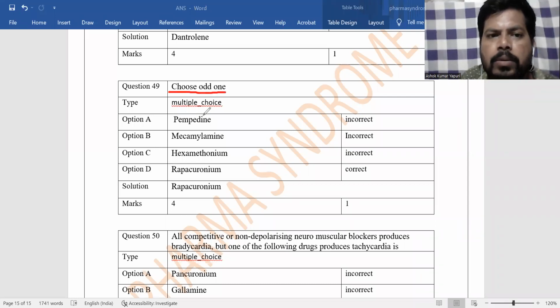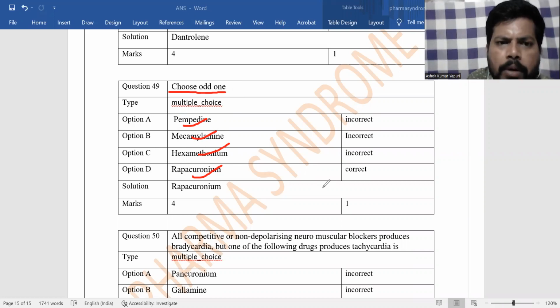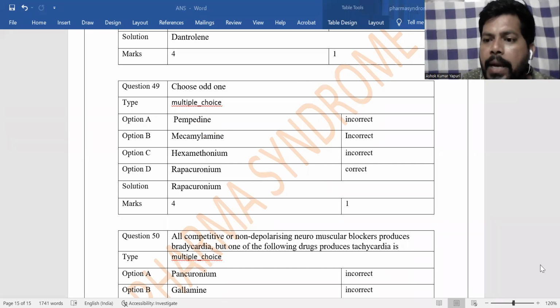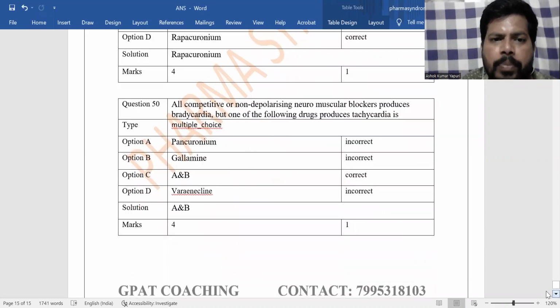Choose the odd one: pempidine, mecamylamine, hexamethonium, as well as rapacuronium. Rapacuronium comes under the competitive or non-depolarizing neuromuscular blockers. The remaining ones, hexamethonium, mecamylamine, pempidine, are ganglionic blockers. But rapacuronium is an NM blocker, a nicotinic muscle receptor blocker present at the neuromuscular junction.